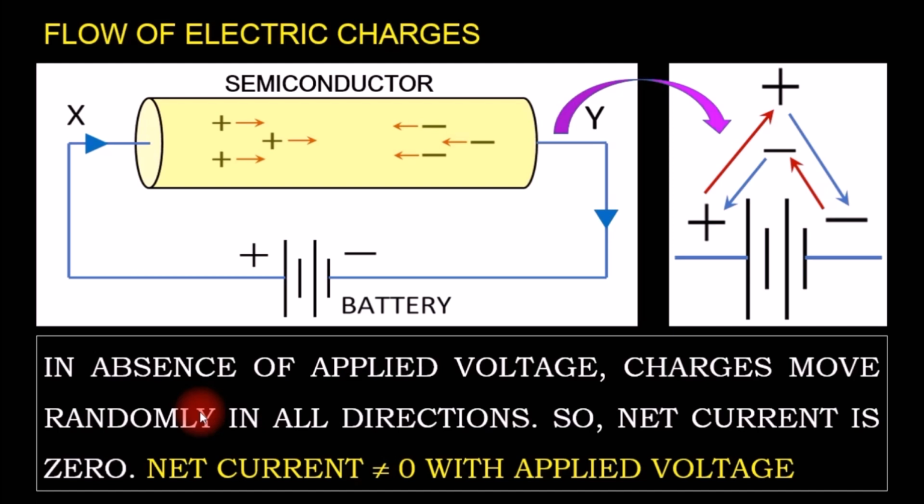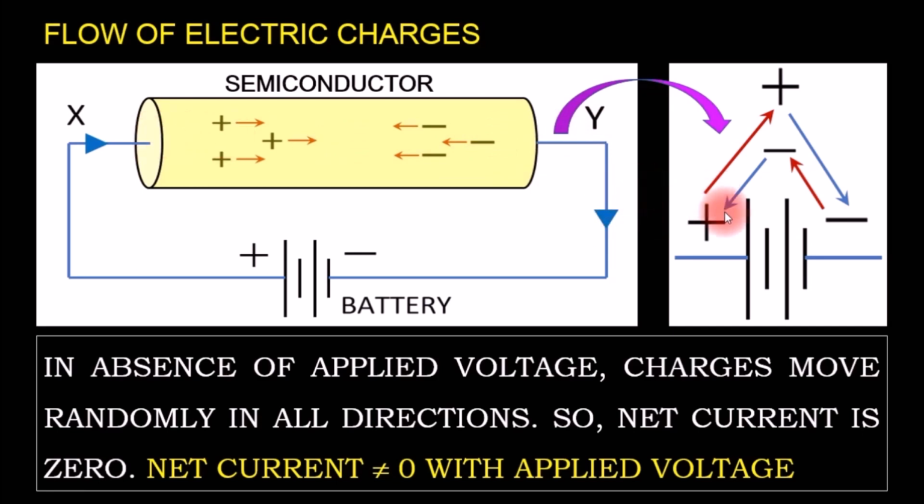Now I am going to explain how electric charges flow inside a semiconductor. I have considered a semiconductor as an example because inside a semiconductor, both mobile positive charges and mobile negative charges are present. A battery is connected across the semiconductor. So in this circuit, the positive terminal of the battery will repel positive charges. Similarly, the negative electrode of the battery will repel negative charges. As a result, positive charges will move from X to Y. Similarly, negative charges will move from Y to X.